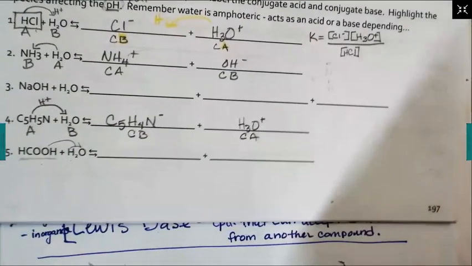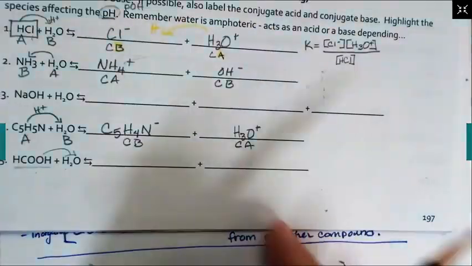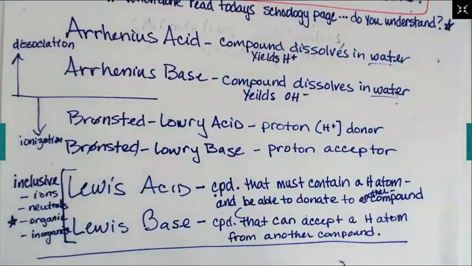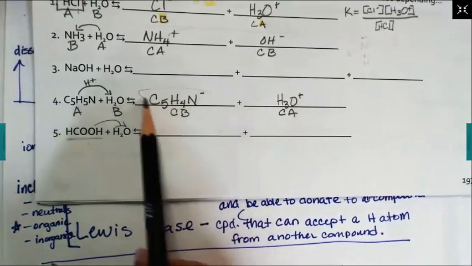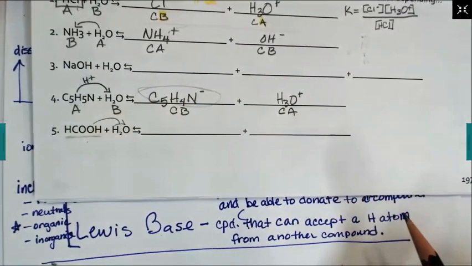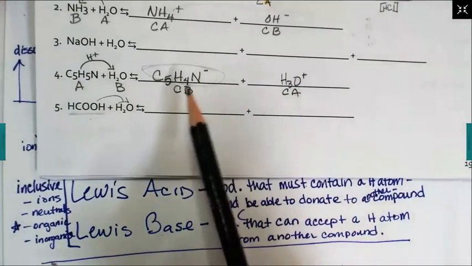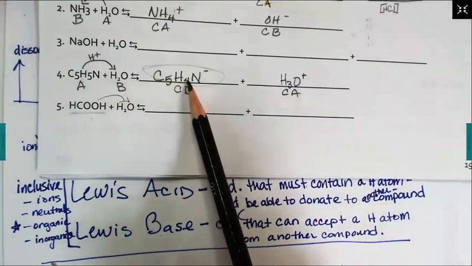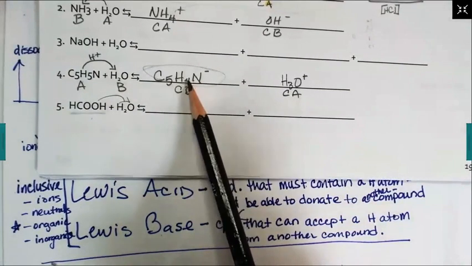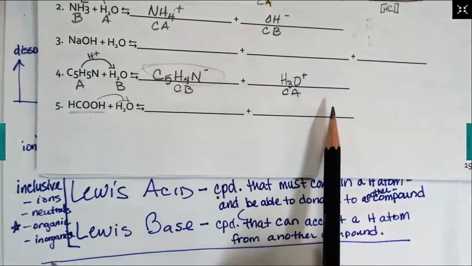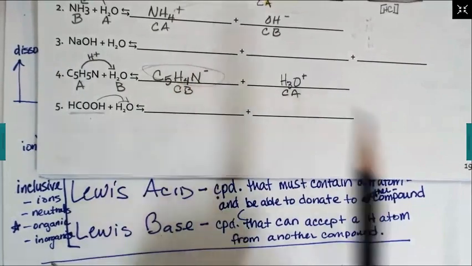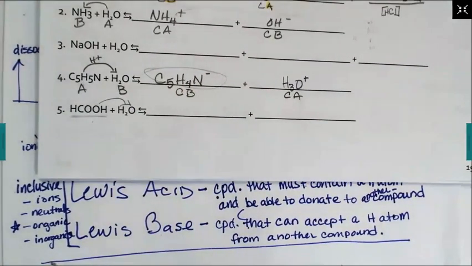So for homework, you want to finish 1 through 10. And a little teaser. Could this act as a Lewis acid again? Because ions are allowed to act as acids. Could that act as an acid again? It could, right? It could act as an acid again. This little teaser.